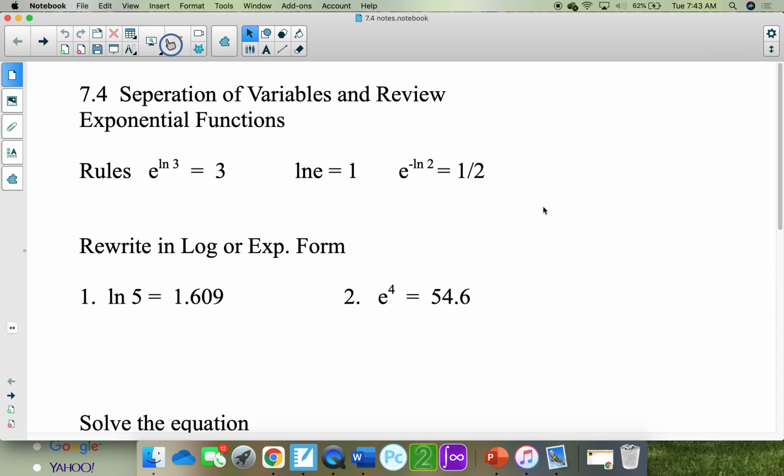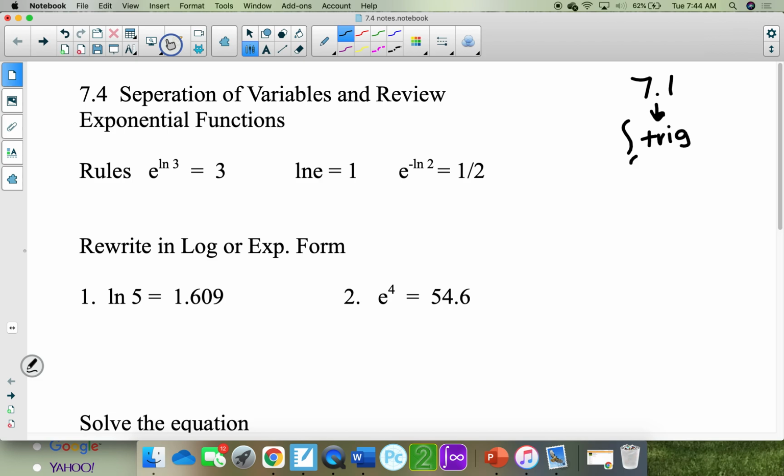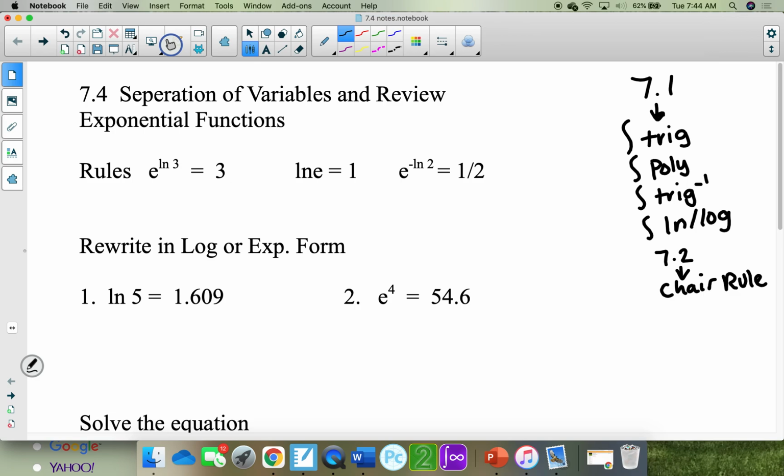Okay, 7.4 is called separation of variables and review exponential functions. So basically in this chapter, in 7.1, you learn how to integrate trig functions, you learn how to integrate polynomials, inverse trig functions, logs and natural logs. You learn how to integrate all of that. You also learned in 7.2 how to do the chain rule backwards. So basically in this chapter, you're learning how to integrate every possible function in calculus.